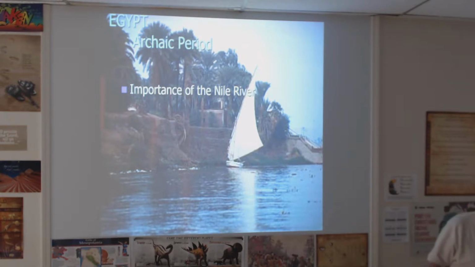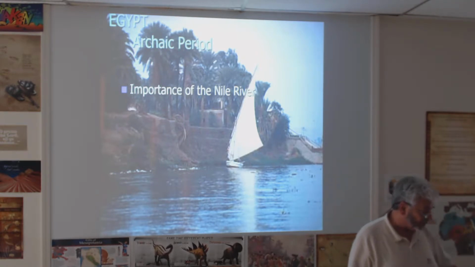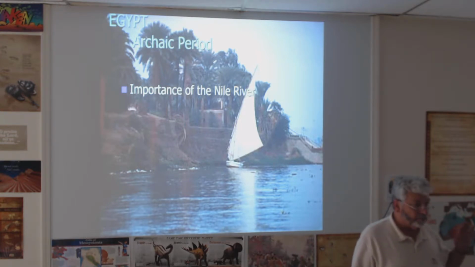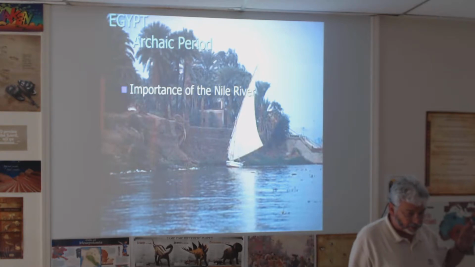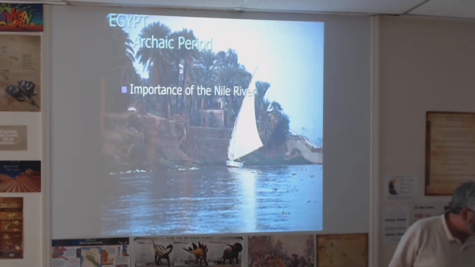The Nile offered protection for Egypt, and there were a couple other things that offered protection, and that is, as you look to the west of Egypt, you see that there's desert there. And to the east, there's also some desert. So that kind of prevented people from invading from those directions.